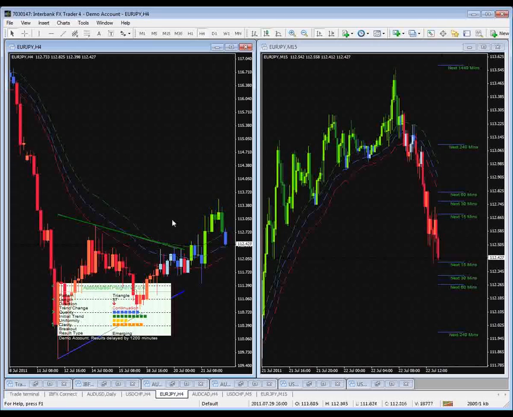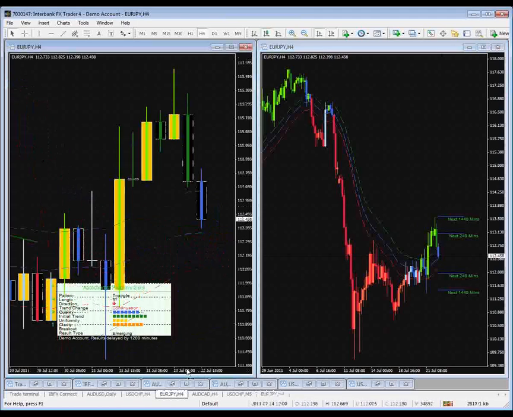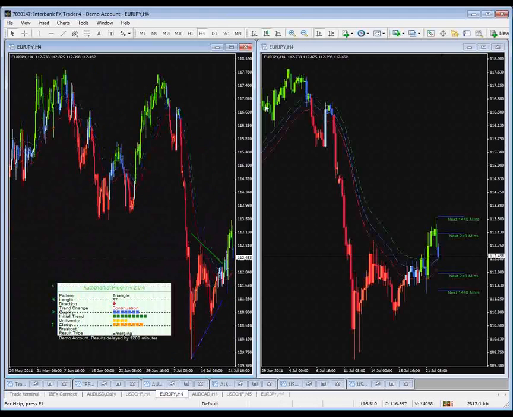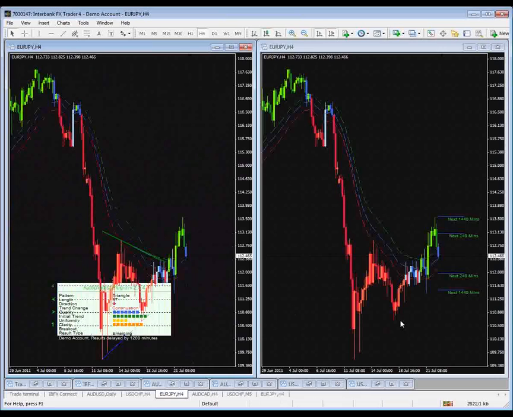So here's the 4-hour euro-yen, and I'll just put the 4-hour euro-yen here on the right side as well. Notice that when we peaked this area here, that happened to be the 1440 resistance level. Do you see that? It happened to be that. So notice, let me put these in a more similar view. Okay, here we go. So notice how when we peaked here, that was the 1440-minute resistance level.